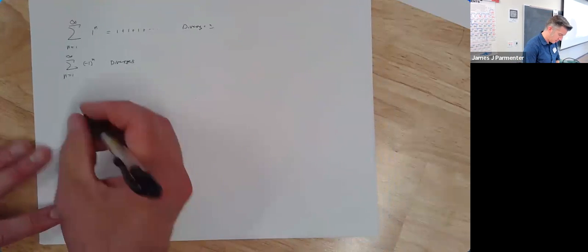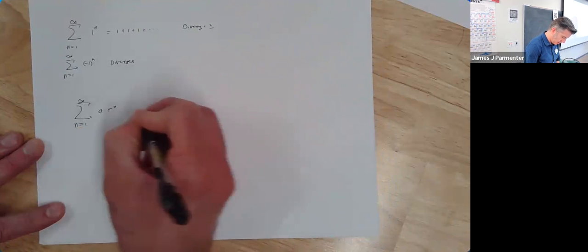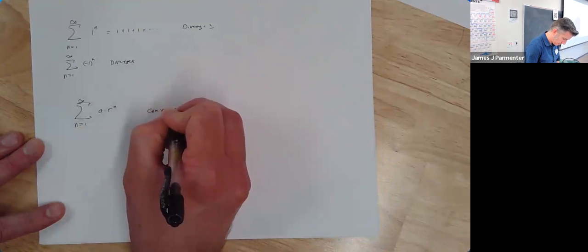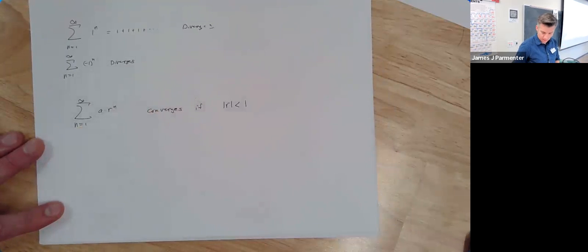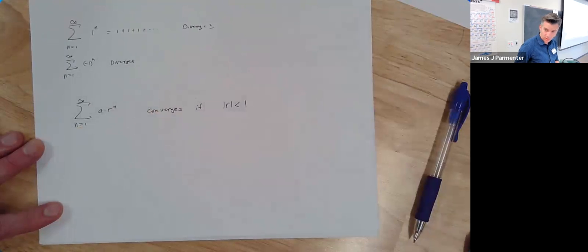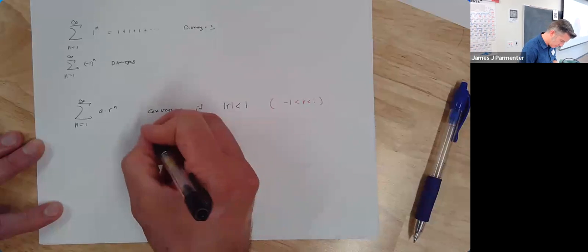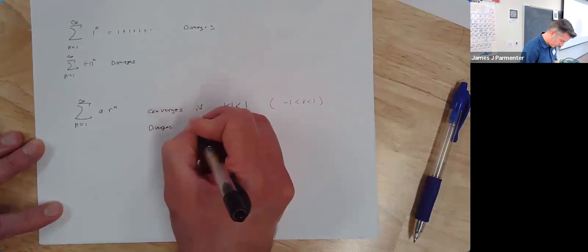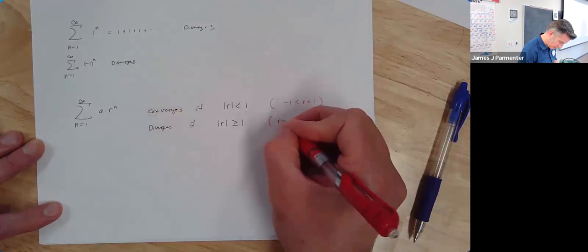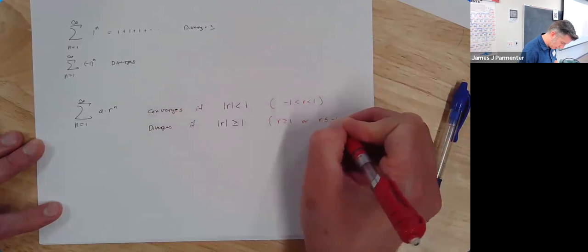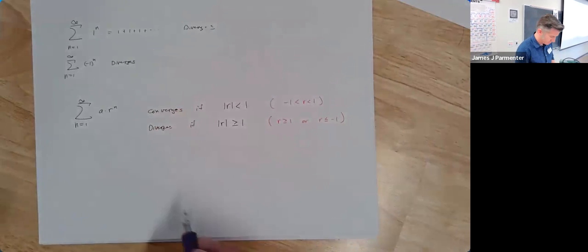So here's what I'll say. The sum from n equals 1 to infinity of a times r to the n converges if r is between -1 and 1, or we say the absolute value of r is less than 1. You can, if you prefer, write it like that. And it diverges otherwise. It diverges if the absolute value of r is greater than or equal to 1. So r is bigger than or equal to 1, or r is less than or equal to -1.